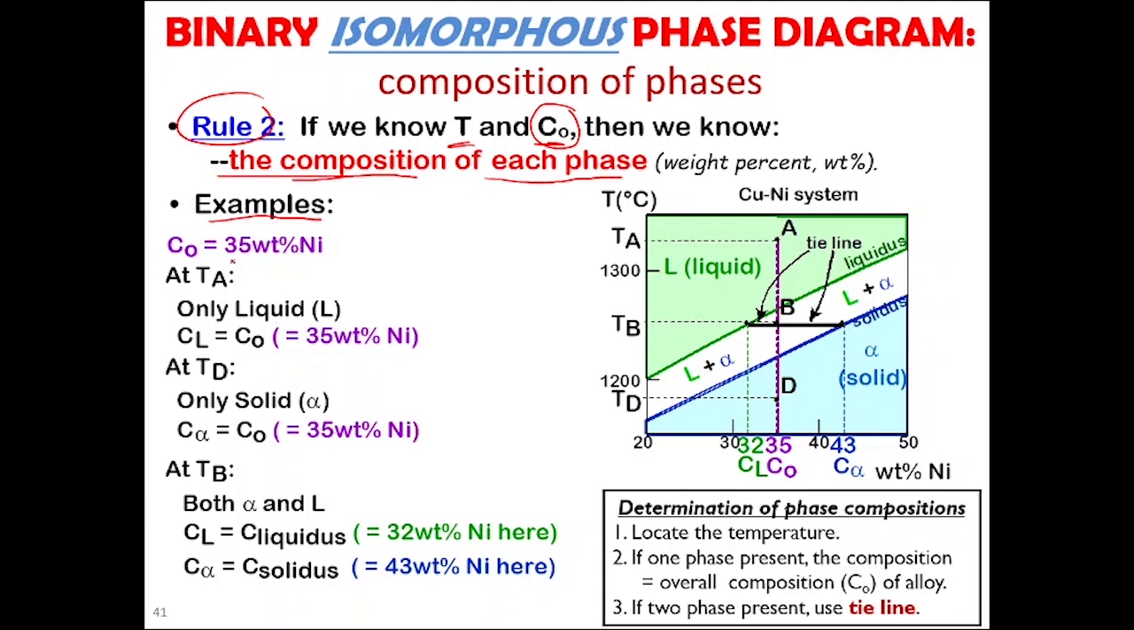For the second example, we take the composition as 35 weight percent nickel at temperature TD. So TD is over here and 35 is over here. As usual, once again, we make a straight line until it intersects. So point D is over here. At point D, we have only one phase. The phase is solid only, or we denote it as alpha. So at point D, we have C alpha, or composition of solid, equal to the original composition, 35 weight percent nickel. At point D, we don't have CL because the composition of liquid is unavailable. We only have the composition of solid.